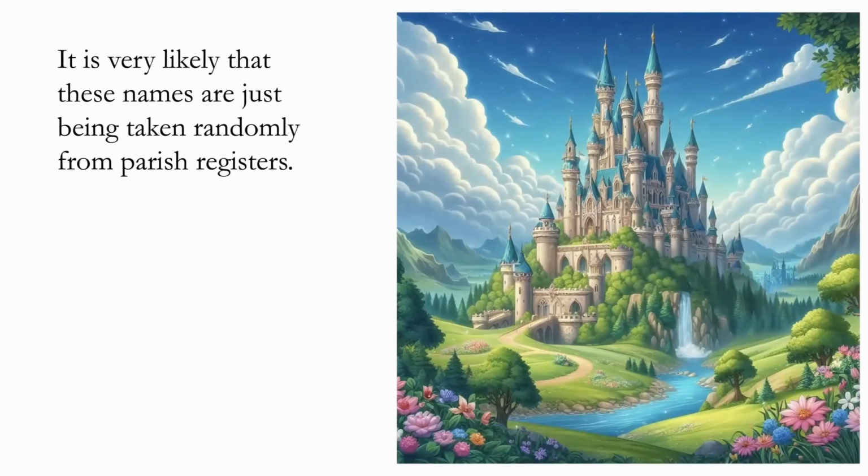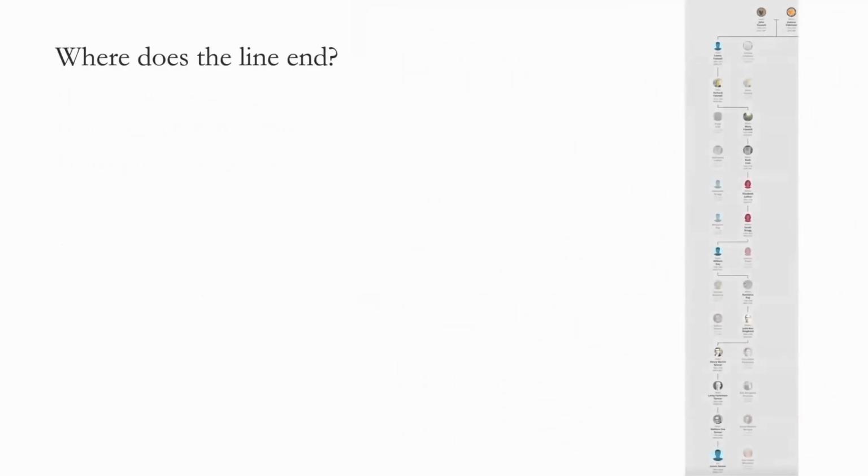So it's very likely that these names are just being taken randomly from parish registers. And they've looked up the Foxwells, and they figure all the Foxwells are related, so therefore I'm just going to throw this in. And that's sort of the problem that we have.